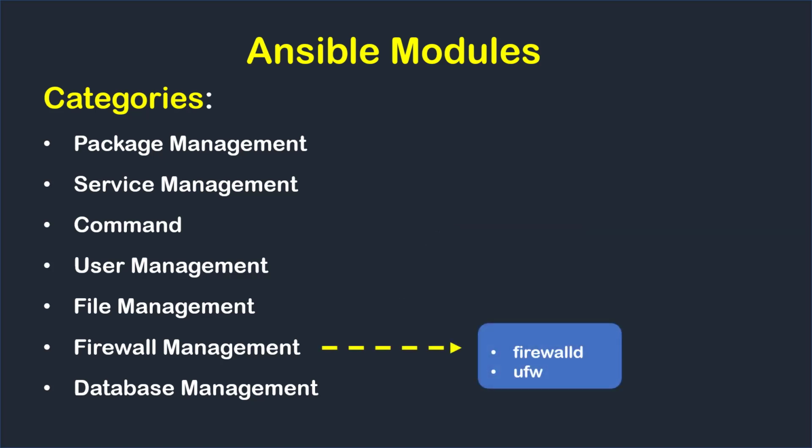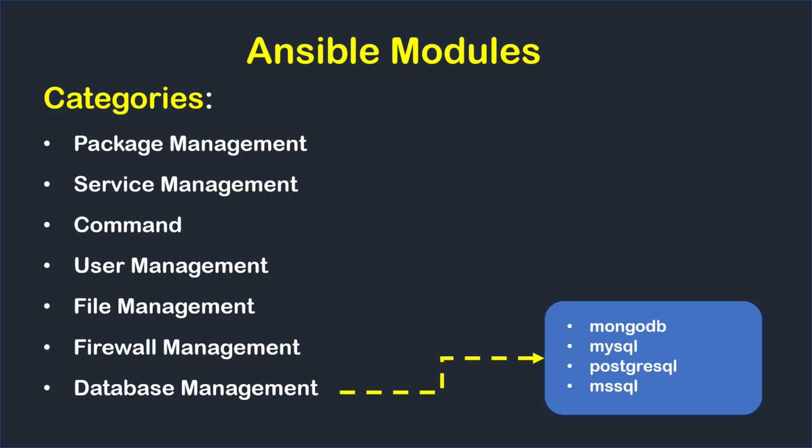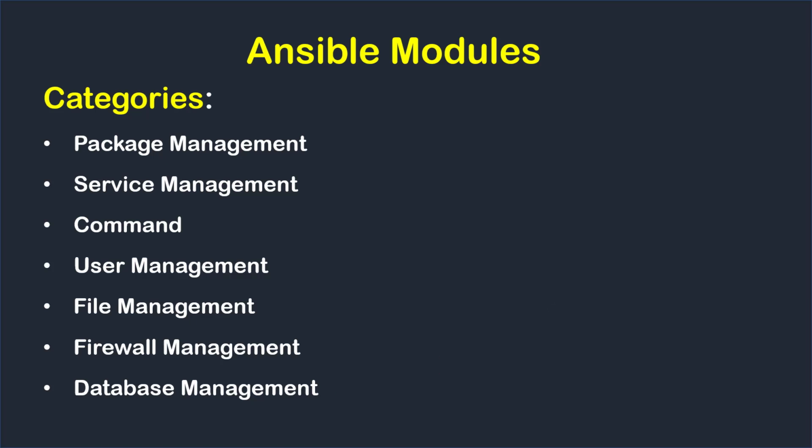So for firewall management, we have two main modules. We have firewalld and the UFW. And finally, we have the database management module. So this category comprises the MongoDB module. We have the MySQL, we have PostgreSQL, and MSSQL. So these are just a few examples or a few categories of Ansible modules. So with that being said, we're going to look at a few Ansible modules and see how they're used inside an Ansible playbook.